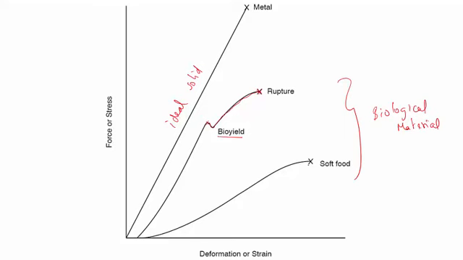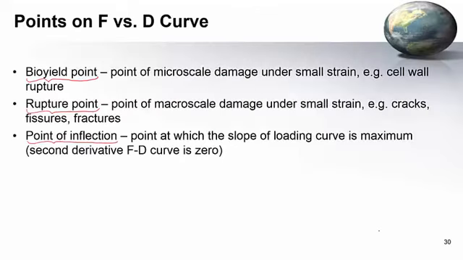For example, here is a softwood. You couldn't see the bio-yield point at all. It directly went to the rupture point. So the bio-yield is the microscopic damage. Example, the cell wall rupture. The rupture is a macroscopic damage, which is the crack and fissures and fractures.